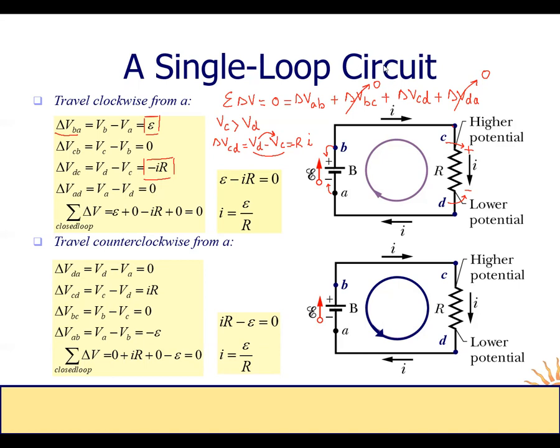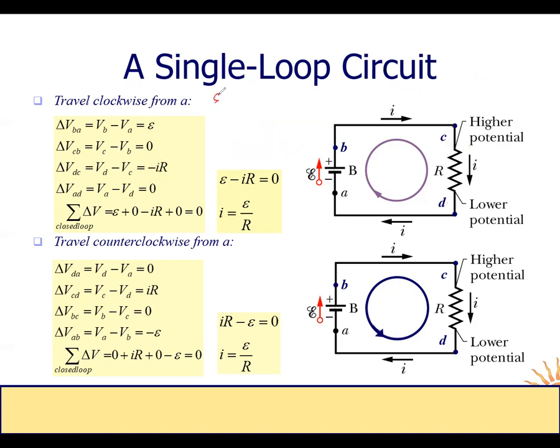The summation of voltage equals E minus IR equals 0. So I equals E divided by R. This is the value of the current in the loop.